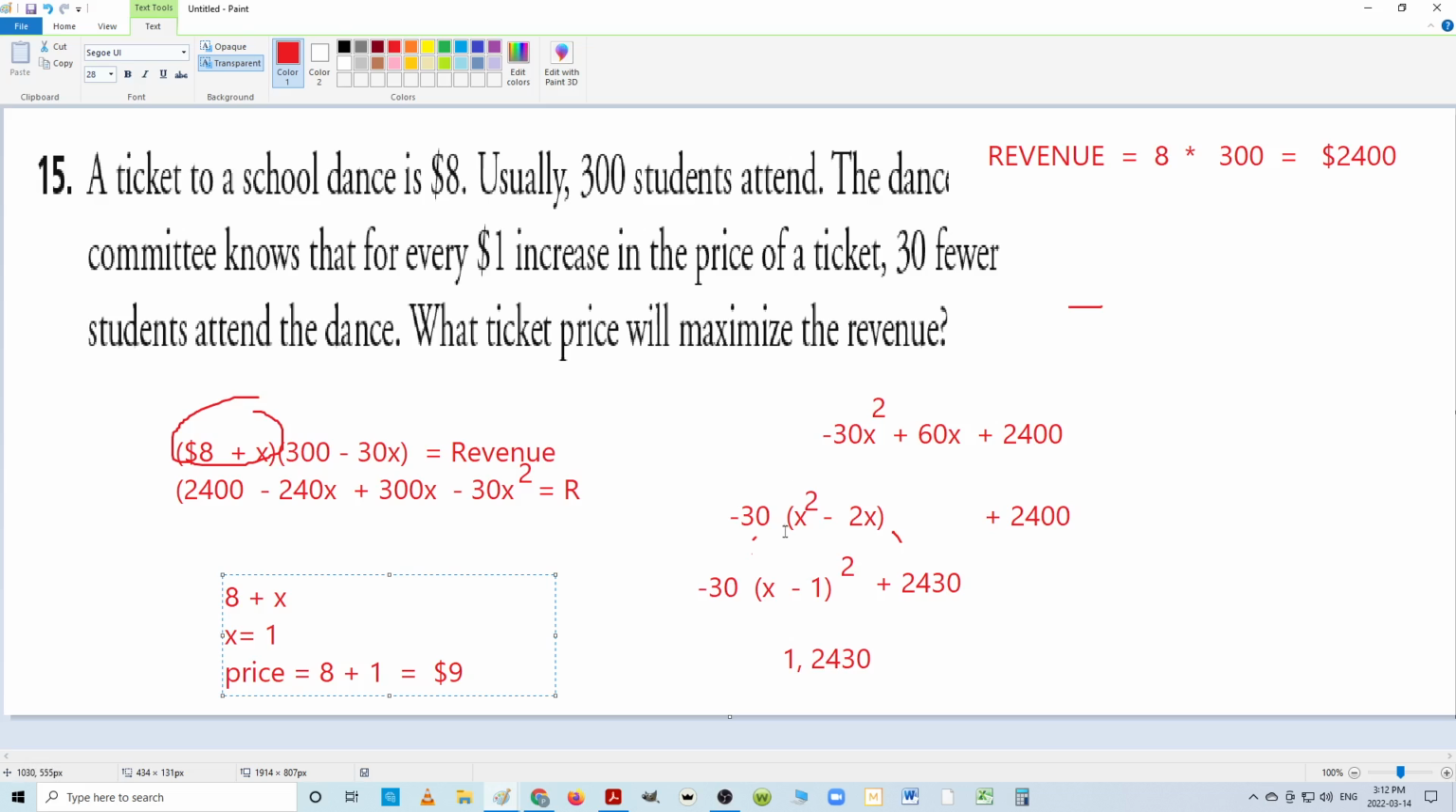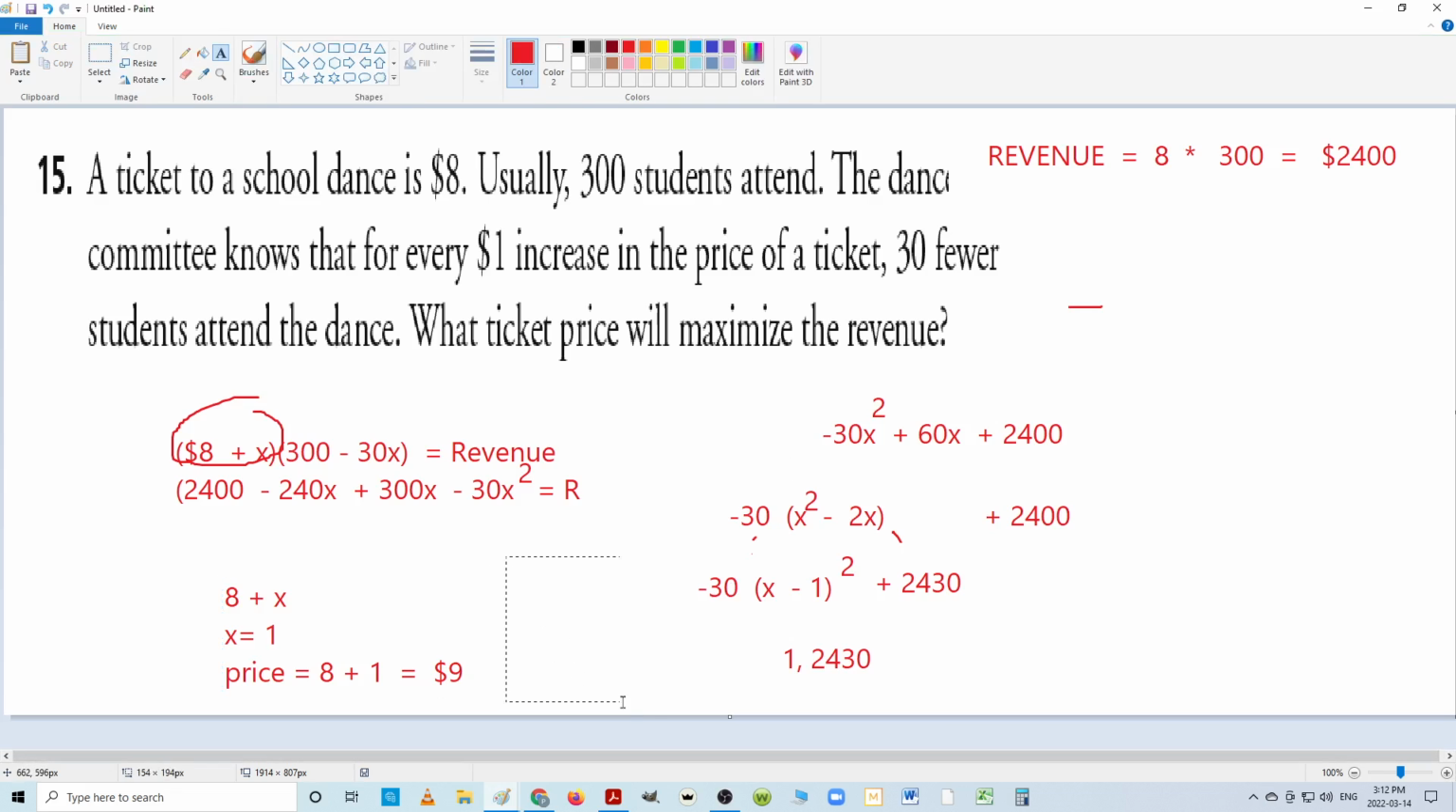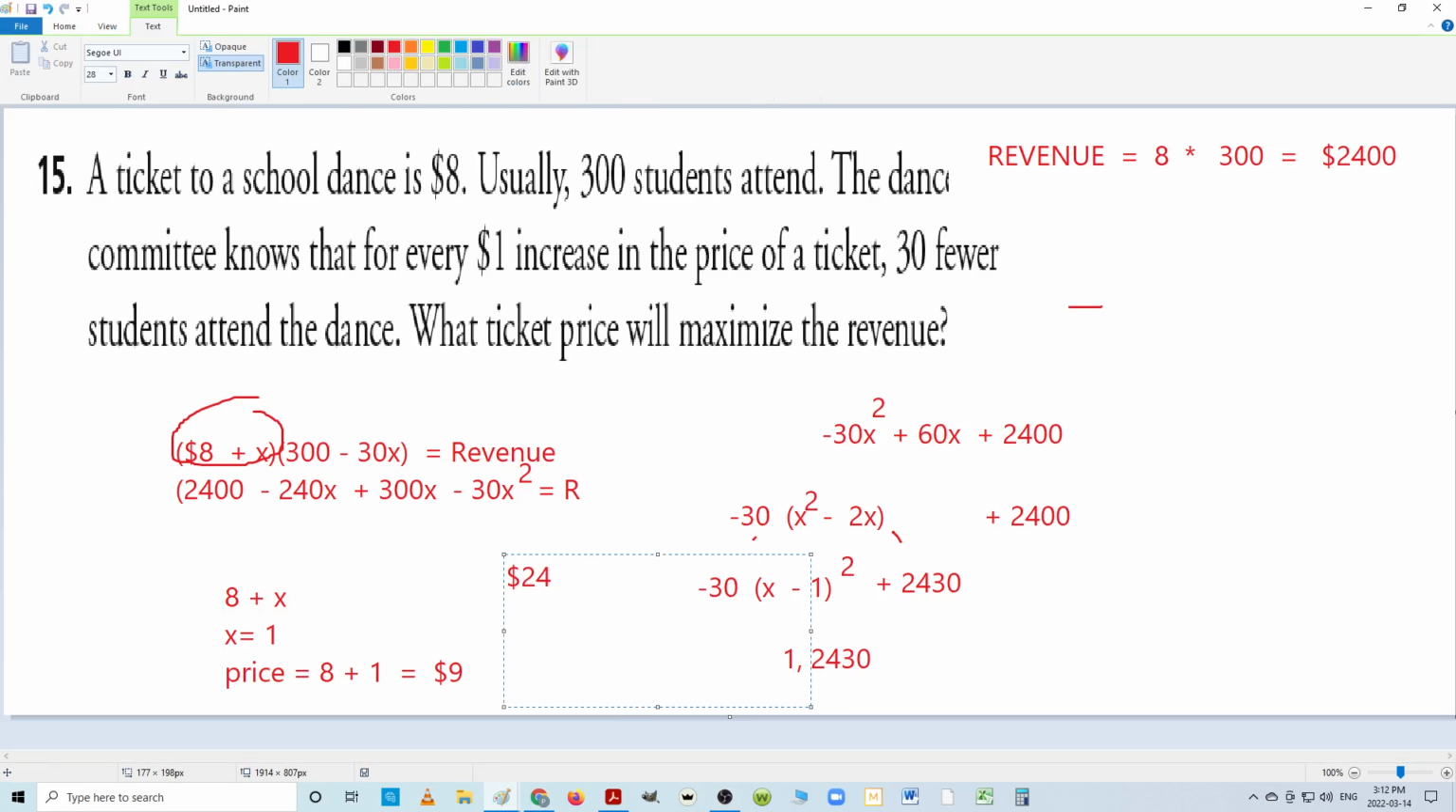And the max profit I'll get from that is $2,430, which also means the number of people who attend is 300 minus 30x, and x in this case is 1, which is 300 minus 30, so that means 270 people attend. So that was the best case scenario.